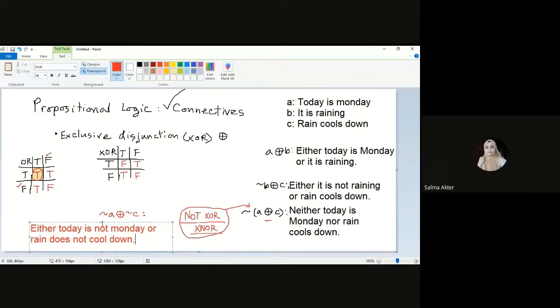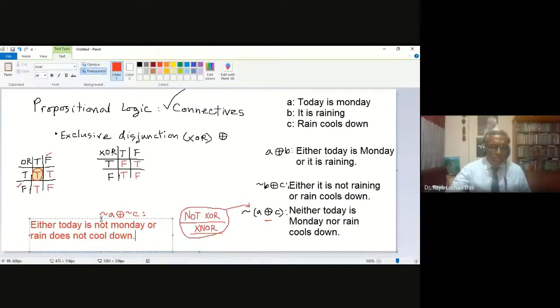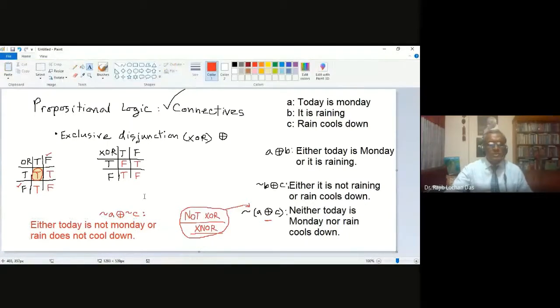Yes, sir. So this one is not exactly the same thing as before. It is actually not A, not C, combined with XOR. So we are writing either today is not Monday or rain does not cool down. So this will be the expression for this one, and the expression neither nor can be used for this one. Is that okay? Up to this all right?